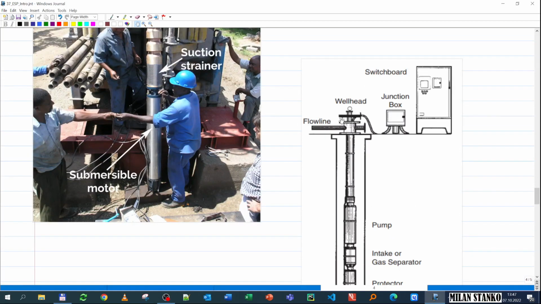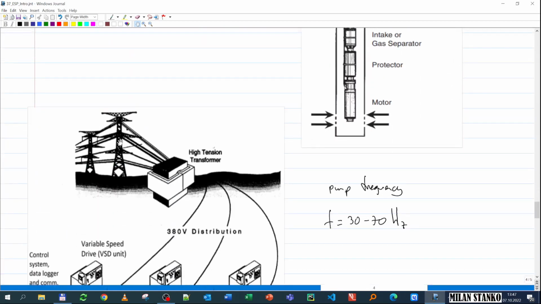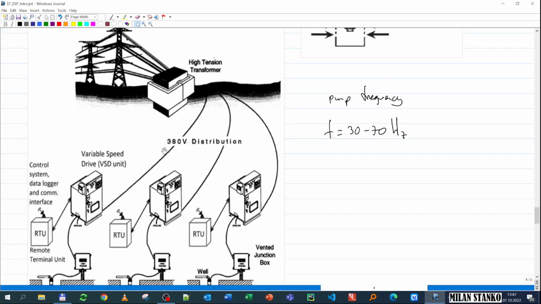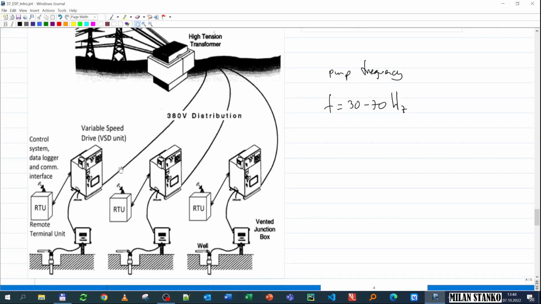Regarding the electrical system, going more in detail, this is how it looks like. We have the electric distribution system that might come from a power grid or might come from a generator, a diesel generator, for example. And then we have a transformer, which changes the voltage to usually 380 volts. Then after that, it goes to a variable speed drive that is modifying the frequency. The pump has the ability to rotate at different speeds, typically from 30 to 70 hertz. So this unit is changing depending on what you need, and this is very important to have flexibility of operation in the ESP.